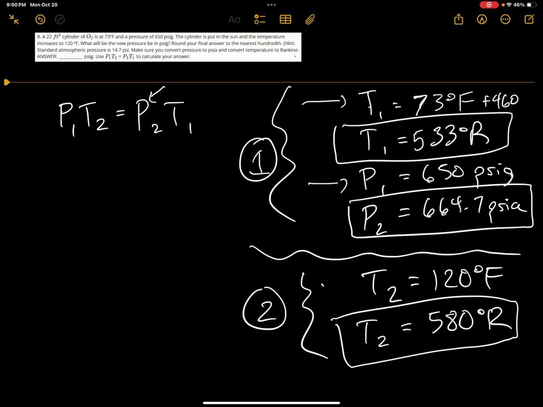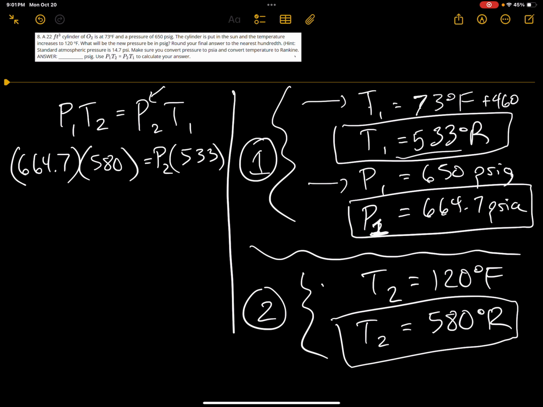So this is pressure 1. We're going to put that over here with P1, 664.7. Then we have T2, so we're going to plug it in, 580 degrees Rankine. Then we have P2. That's what we want to solve for. And finally, we have T1, which is 533.